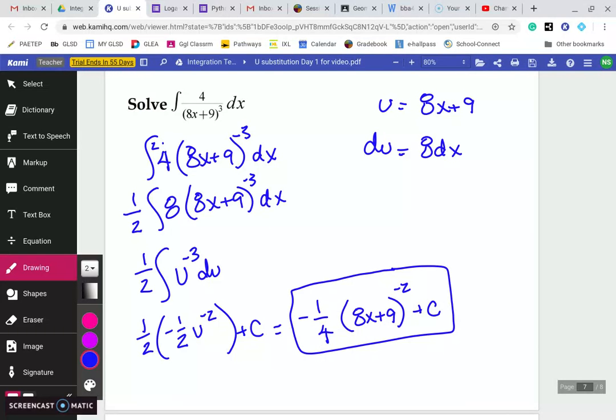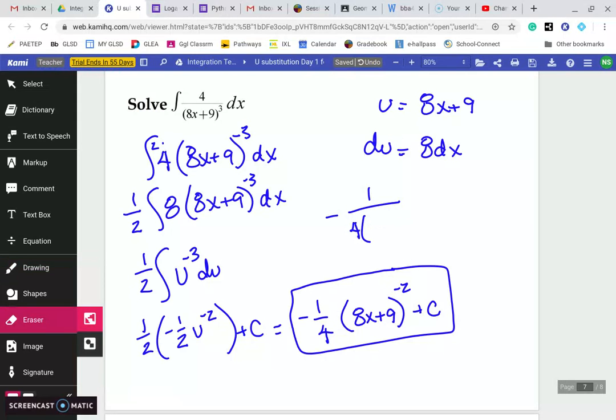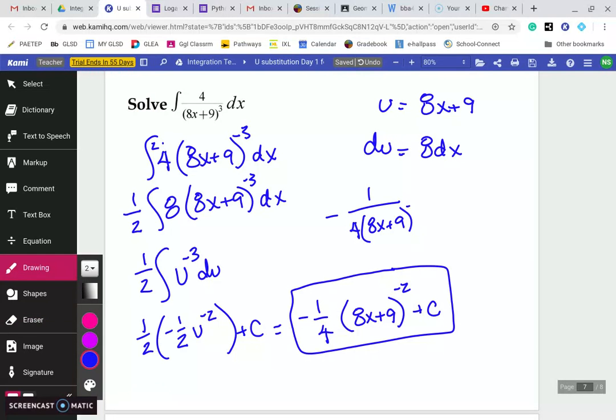And that's good enough. If you want to rewrite it in the exponent, because you don't like to have negative exponents in your final answer, you can. 8x plus 9 squared plus c. If you'd like to write it like that, that's totally fine too. Both of those would be acceptable. Okay?